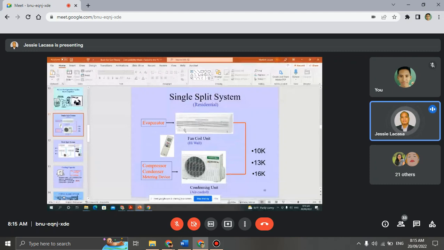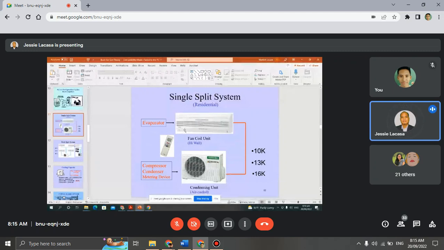Then for the cooling capacity, the conversion: 1 ton is equivalent to 12,000 BTU per hour, which is equivalent to 3.517 kilowatts. Or 1 watt is equivalent to 3.412 BTU per hour. Okay, how did we get that?